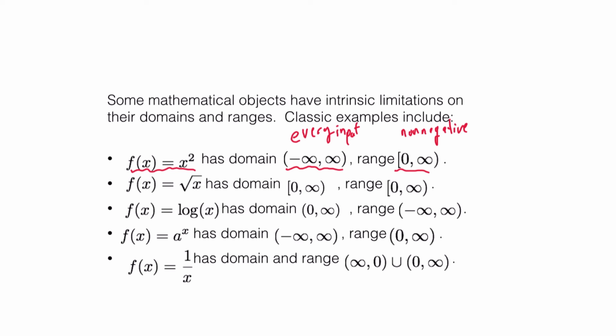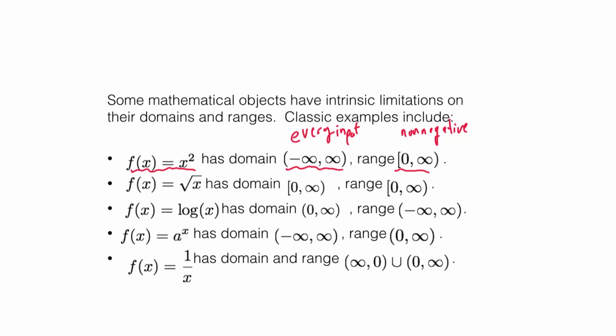And this comes from the mathematical fact that if I multiply any number times itself, I can't get a negative number because positive times positive is positive. But if I have a negative input, negative times negative is also positive. So the range is restricted here, but the domain can be everything.